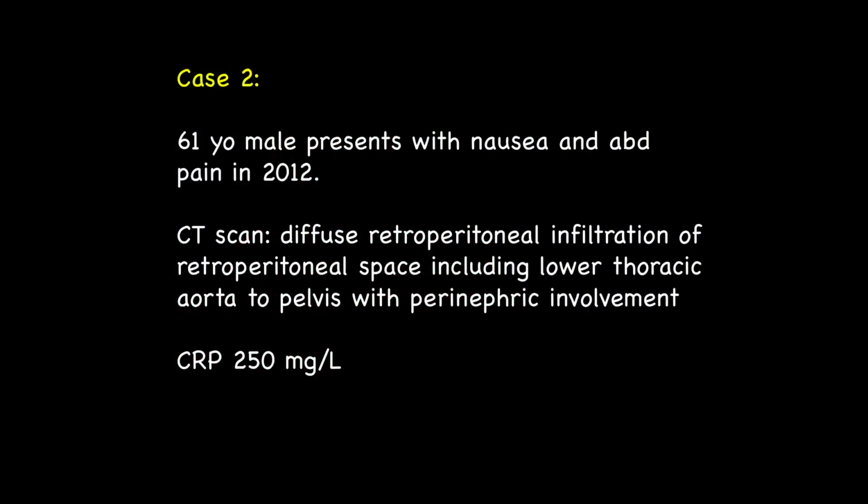Okay. So the next case I'm going to talk about is a patient of mine who I saw in 2012 after he presented with nausea and abdominal pain. A CT scan showed diffuse infiltration of the retroperitoneal space, from the thoracic aorta to the pelvis, with perinephric involvement. He had a sed rate and CRP of 250 milligrams per liter.